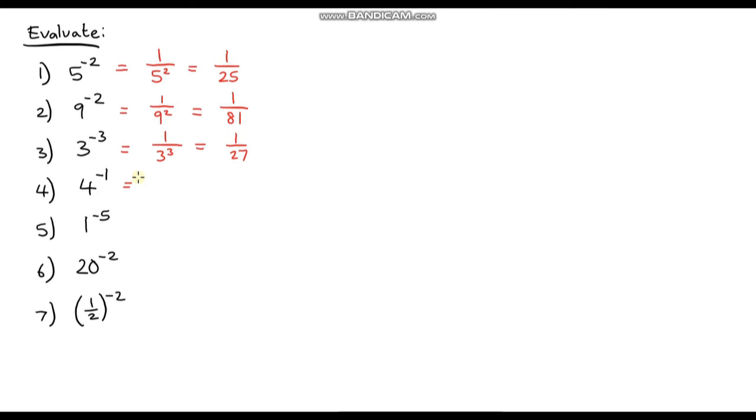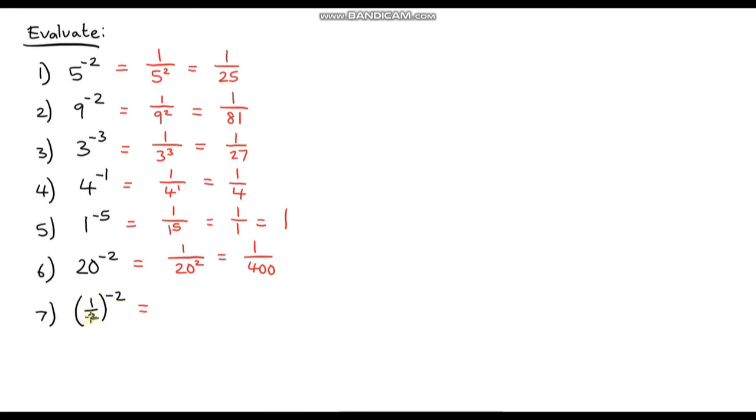Question 4, so this is going to be 1 over 4 to the power positive 1, and 4 to the power 1 is just 4, so it's just 1/4. So our answer for that one is just 1/4. Question 5, that's going to be 1 over 1 to the power positive 5. Well, 1 to the power positive 5, that's just 1 times 1 times 1 times 1 times 1, which is just still 1. So it's 1 over 1, or I could just write 1. So our answer for that one is just 1. Question 6 is going to be 1 over 20 squared, and 20 squared is 400. That's going to be 1 over 400.